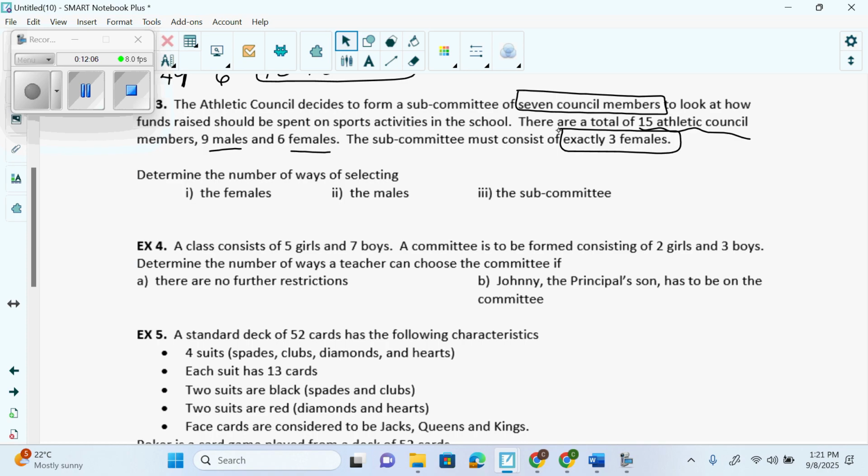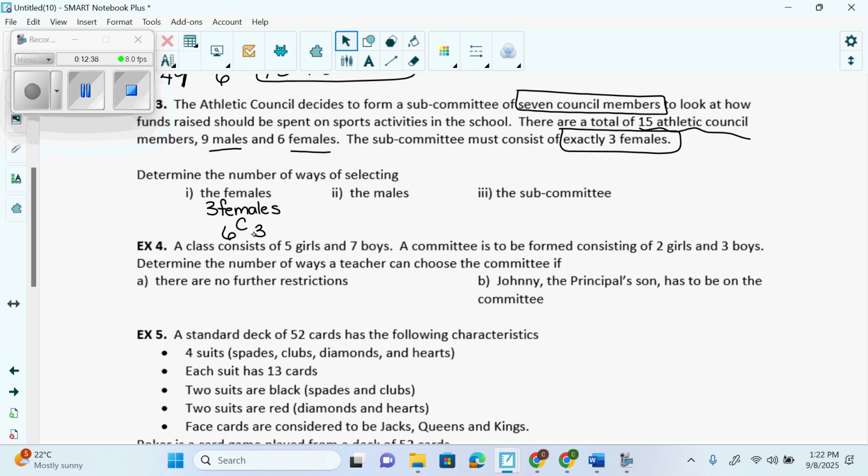If there was no restrictions about exactly 3 females, we would just go 15C7. Take the 15, I choose 7 members, and I'd be done, correct? But this one is more specific than just I want 7 council members, which would be 15C7. This one wants exactly 3 females. So I know I want 3 females, and then a lot of people will just say, okay, well that's 6C3, I'm done. You're not done though.